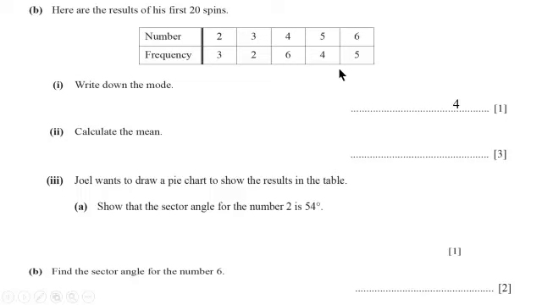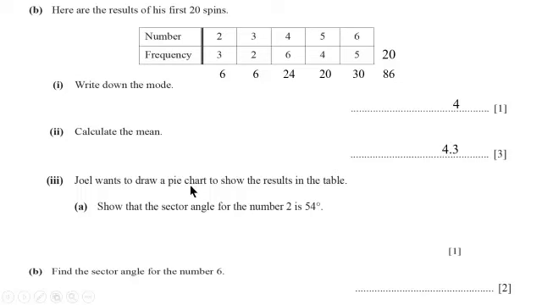4 is repeated most. Okay, calculate the mean. To get the mean, we have the sum here is 20, as the question said. Now multiply 2 times 3, 6. 3 times 2, 6. Multiply these two rows, and then get the sum, which is 86, divided by 20, it's 4.3.